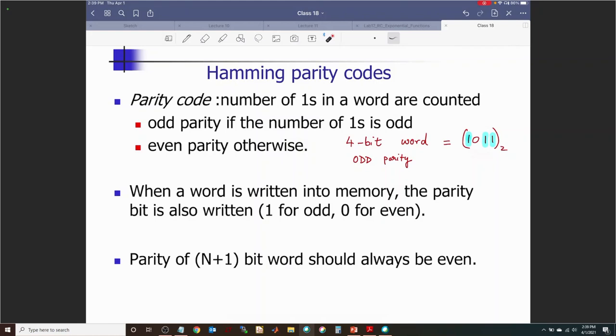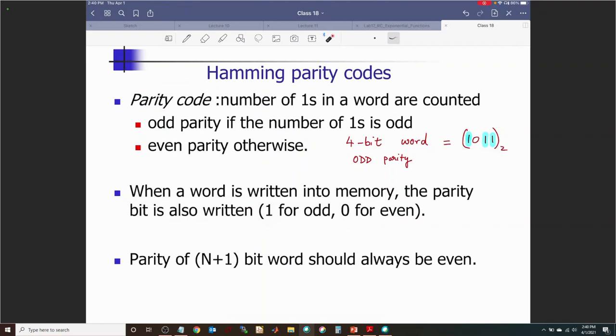Now, when you actually try to store the data or write the data to memory, you are not just going to write the 4-bit word. In fact, you are going to write a 5-bit word that also includes one parity bit. Now, this is just a simple discussion to build up some motivation towards Hamming codes. The idea is you would write some redundant bits. It could be one, it could be more than one redundant bits. Here the example is for 1 bit. So when a word is written into memory, the parity bit is also going to be written. And that parity bit is going to be 1 when it is odd, 0 when it is even parity.